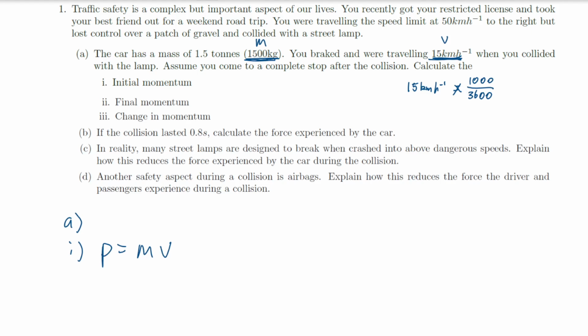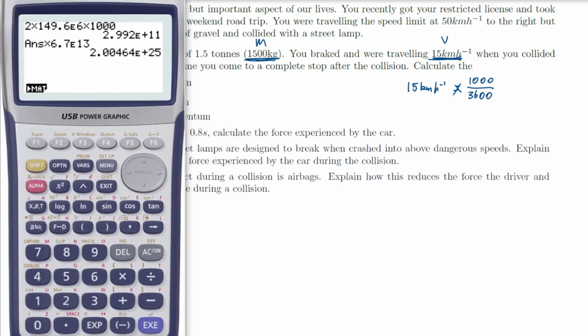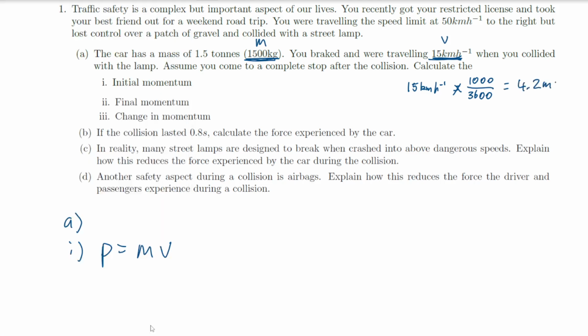So let's work that out. 15 kilometers per hour times 1,000 divided by 3,600 gives 4.2 meters per second. You'll notice the shortcut is actually just to divide kilometers per hour by 3.6. I just wanted to show you where the 1,000 comes from and where the 3,600 comes from. So 4.2 meters per second is your initial velocity.